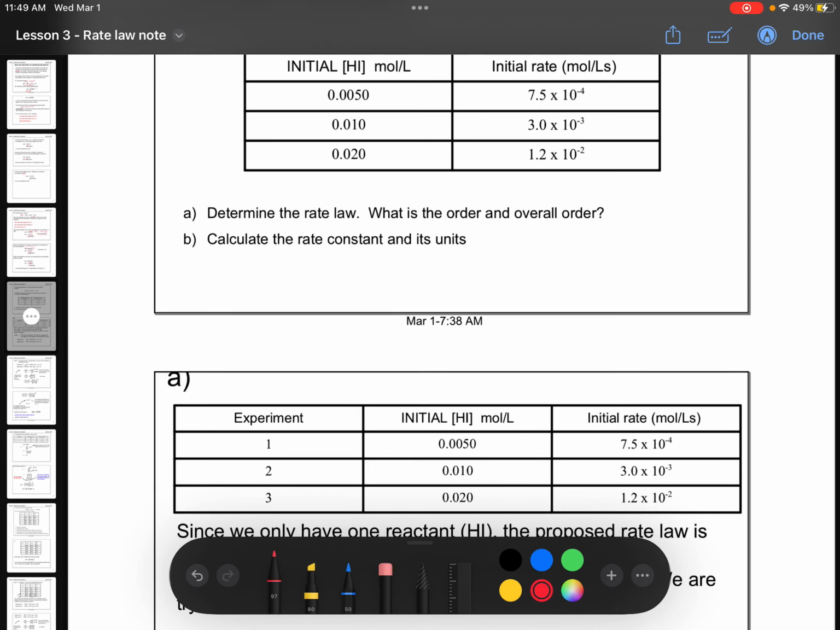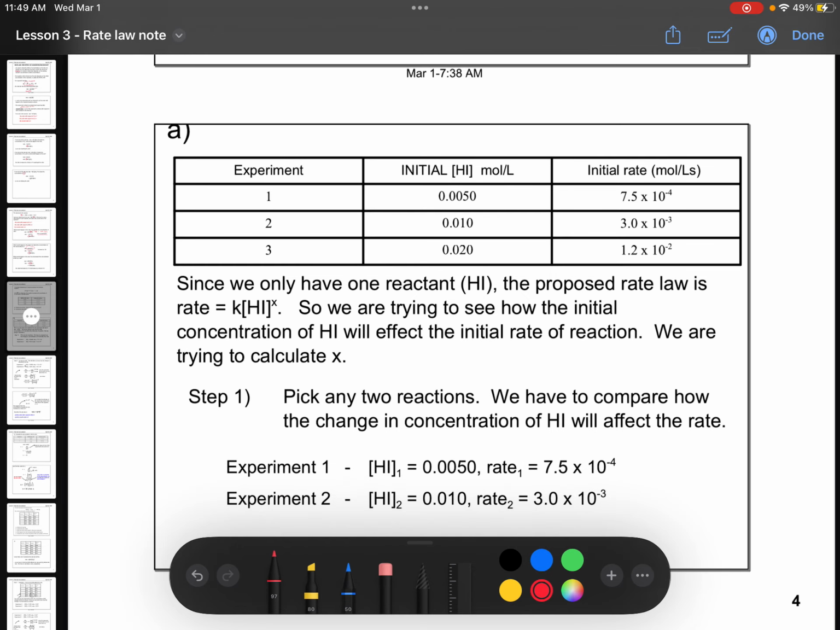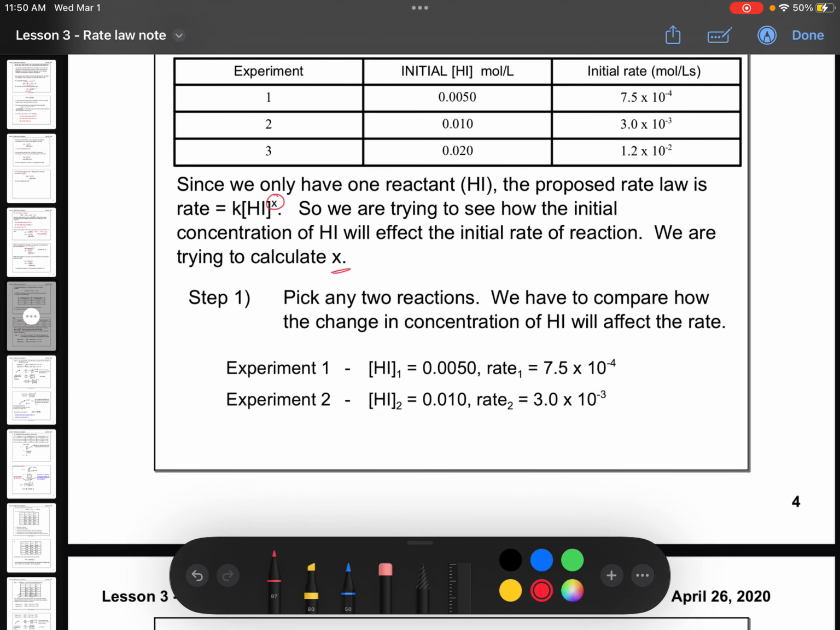Based off of the information that is given, since we're only given one reactant, which is HI, the proposed rate law is going to be k[HI]^x, with an unknown exponent. That is what our rate law is going to be written out as. We need to know how to write that out because the rate law is based off of the reactants. Now we're trying to see how the initial concentration of HI will affect the initial rate of the reaction. So we're going to try to calculate x because we don't know what x is.